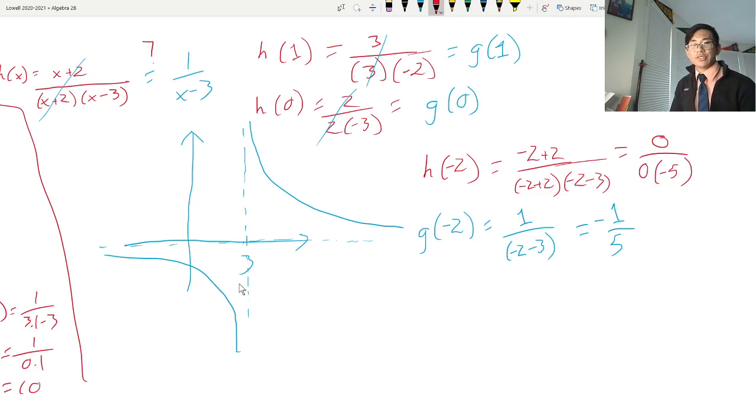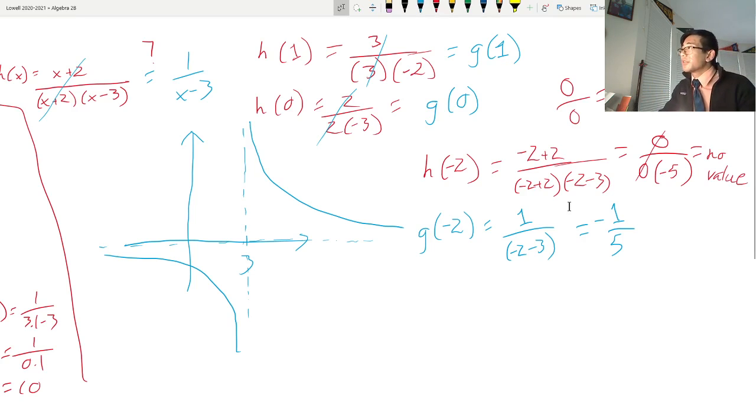Can I just cancel out the 0 and 0? Unfortunately not, because what you would then be saying is that 0 over 0 is actually equal to 1, which is not quite something we want to say. It's a little bit more complicated than I want to get into, at least for now. And so actually what's going on is that h of negative 2 is not defined and should have no solution and no value right there. But g of negative 2 does have a value. It's negative 1/5.